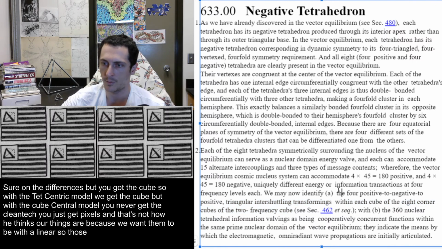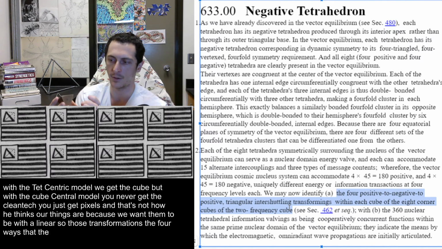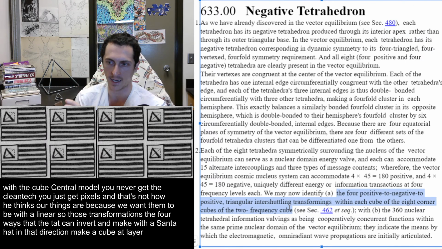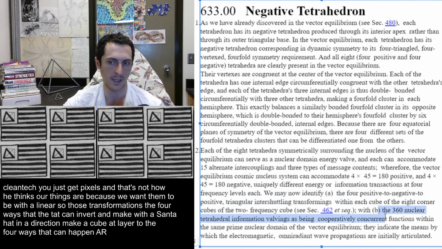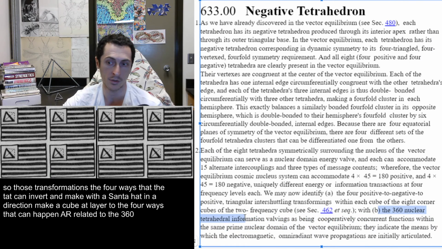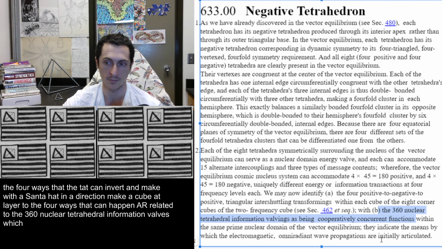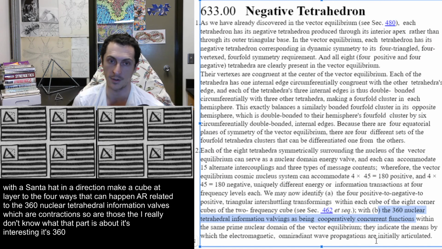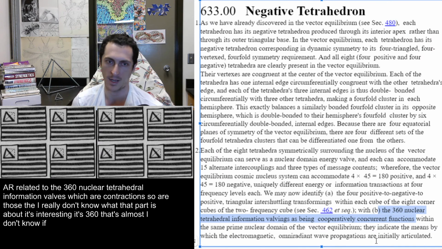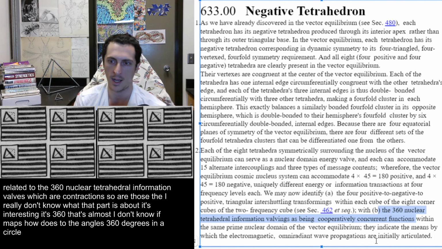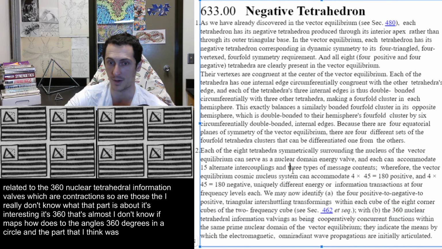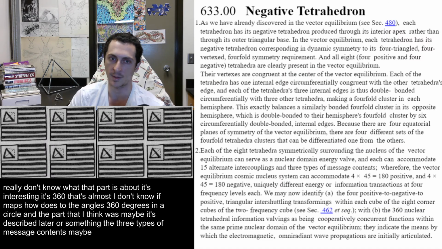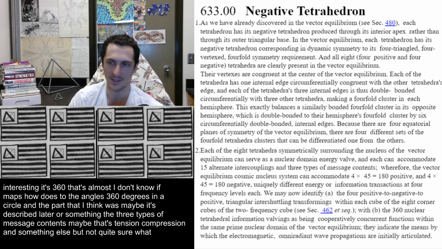So those transformations, the 4 ways that the tet can invert and make with its anti-tet in that direction, make a cube at layer 2, the 4 ways that can happen are related to the 360 nuclear tetrahedral information valves, which are concurrent functions. So are those the, I really don't know what that part is about. It's interesting it's 360. I don't know if it maps how it does to the angles, 360 degrees in a circle. And the part that I think was, maybe it's described later or something, the 3 types of message contents. Maybe that's tension, compression, and something else. But not quite sure what that one is.